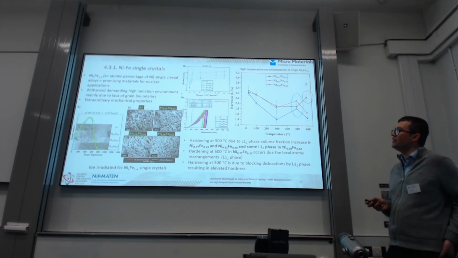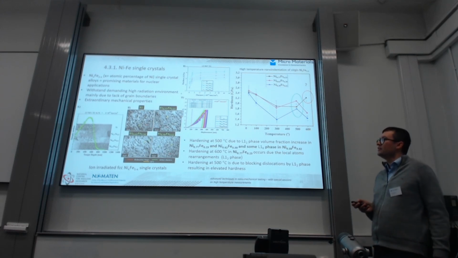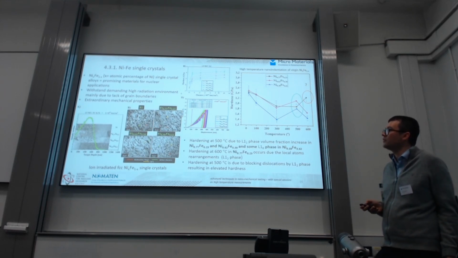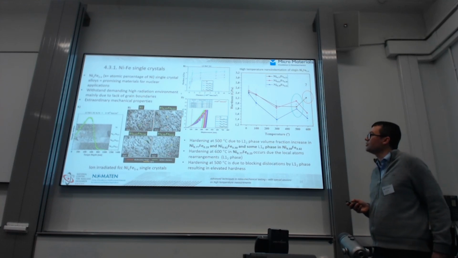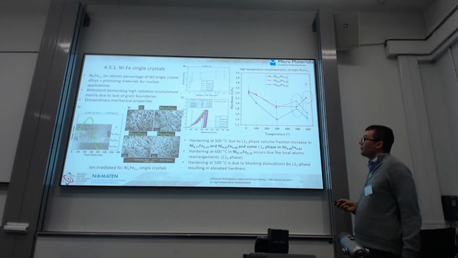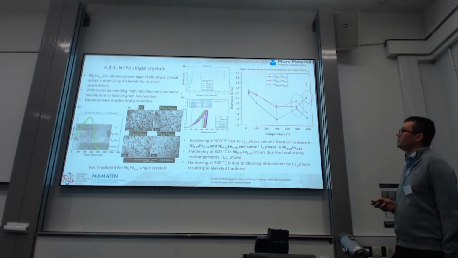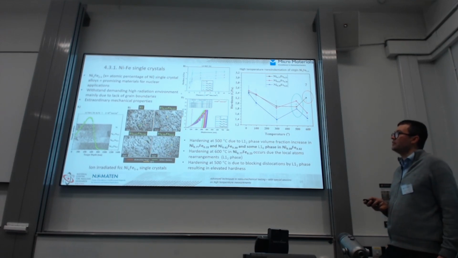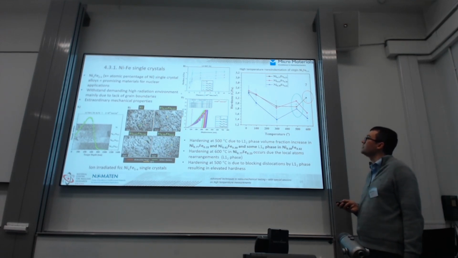And using TEM, we investigate the density of the defects. We characterize defects such as dislocation loops or stacking fault tetrahedra, and here we perform also nanoindentation to evaluate irradiation-induced hardening of these alloys and to compare which has at the end better irradiation resistance.